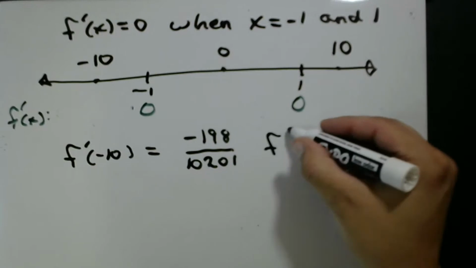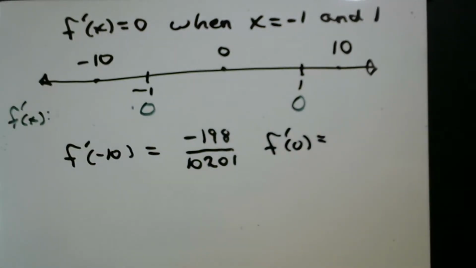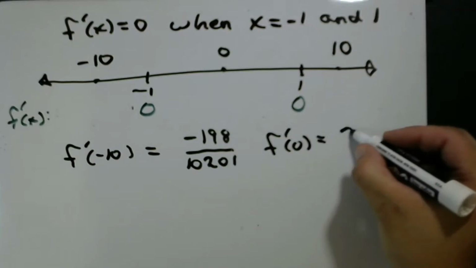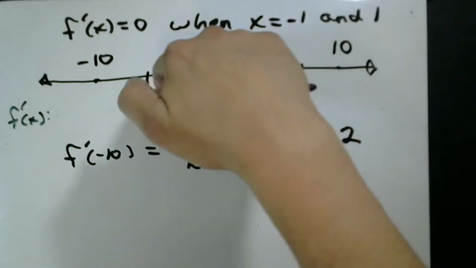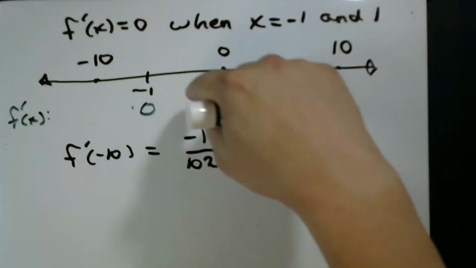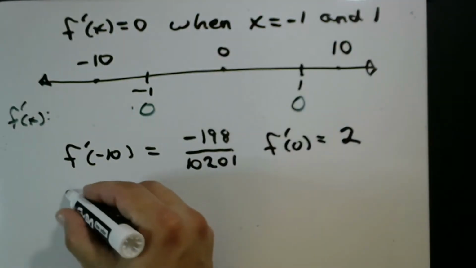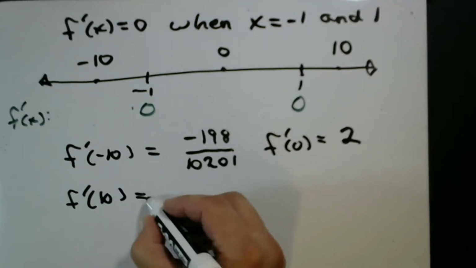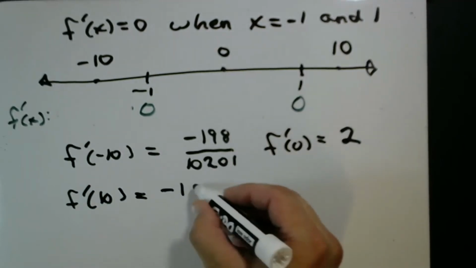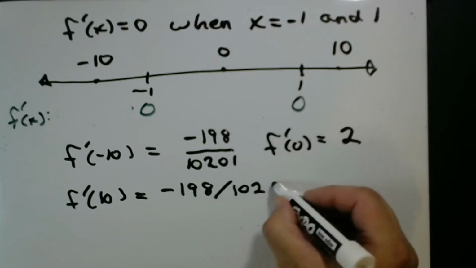Now, f prime of 0, we calculate that, we'll get a positive 2. So that means everything in here is positive. All the tangents are going to have positive slopes. And then finally, f prime of 10, well, we're going to get this number again. And of course, it's negative.